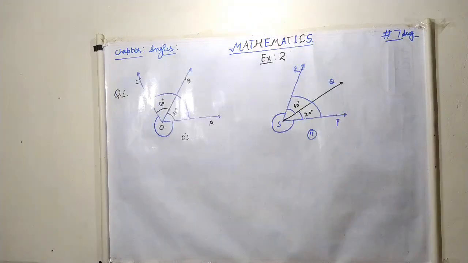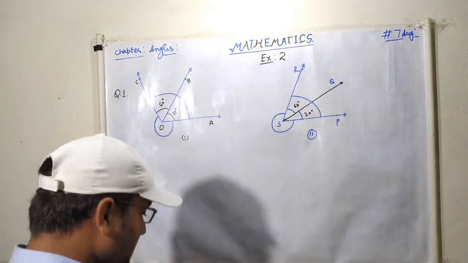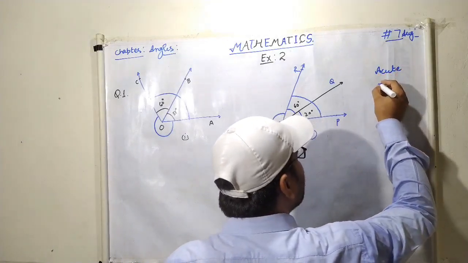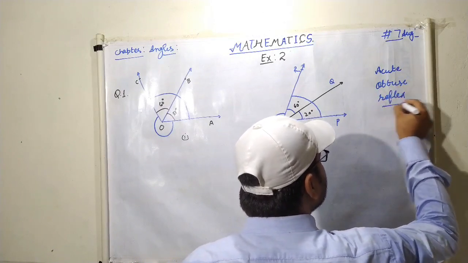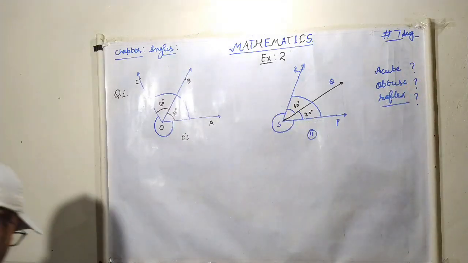Okay, number first, find the measures of the acute angles, obtuse angles and reflex angles in the figure below. There are two figures, the first one and the second one. In that one it is asking to find the acute angles, obtuse angle and reflex angle. These three angles are asked in this one. So first I'm going to do the solution of the first one.